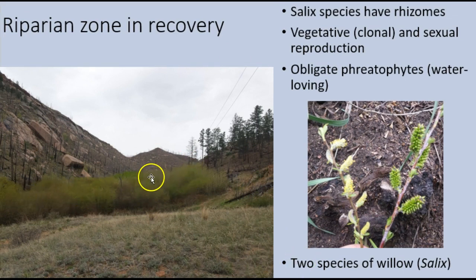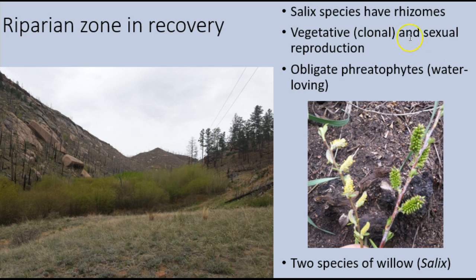Most willow species have rhizomes, and essentially these are underground roots, that facilitate vegetative reproduction. Then there's also sexual reproduction. So these little fuzzy things on willows are called catkins, and this is actually the flower. And this contains the reproductive components, and so through wind pollination, willows can colonize new areas, and it's quite windy in most riparian zones.